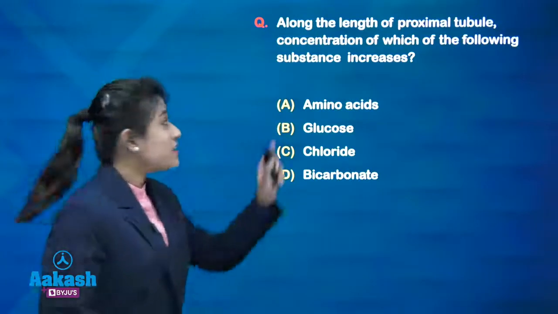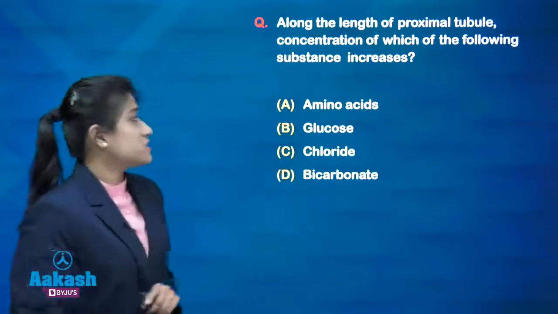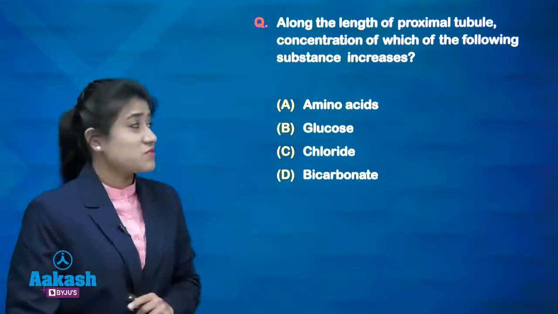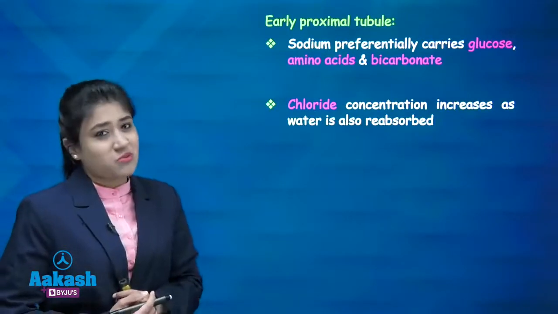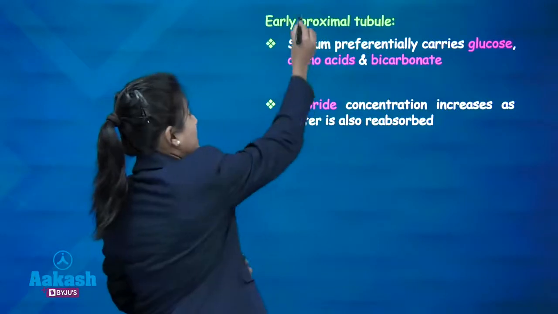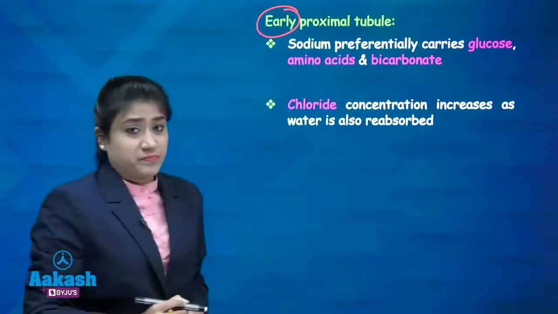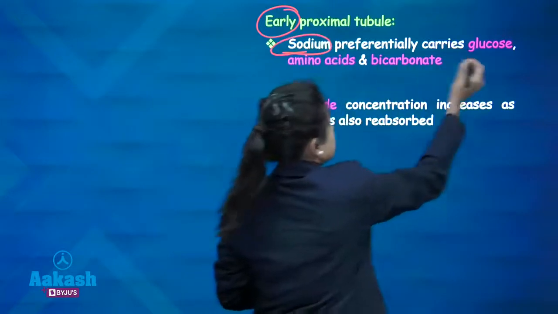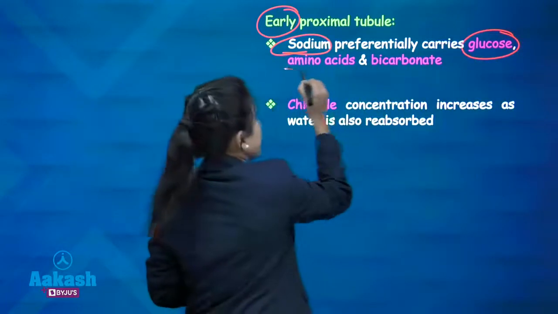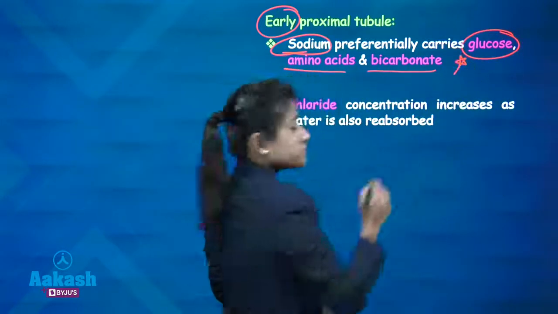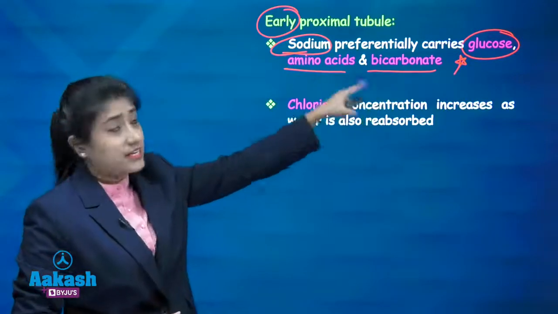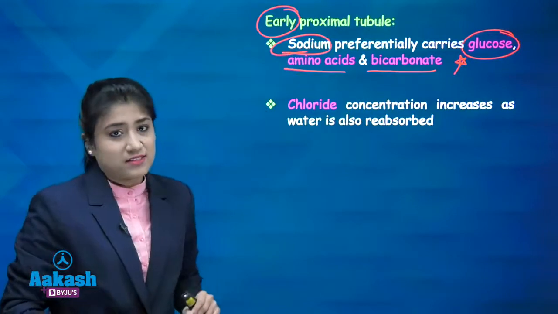Now, next question. Along the length of the proximal tubule, concentration of which of the following substances increases? First, we will talk about substances in the proximal tubule. Remember guys, in the early proximal tubule, sodium preferentially carries glucose, amino acids and bicarbonate. Okay, sodium prefers glucose, amino acids and bicarbonate in early part of PCT.